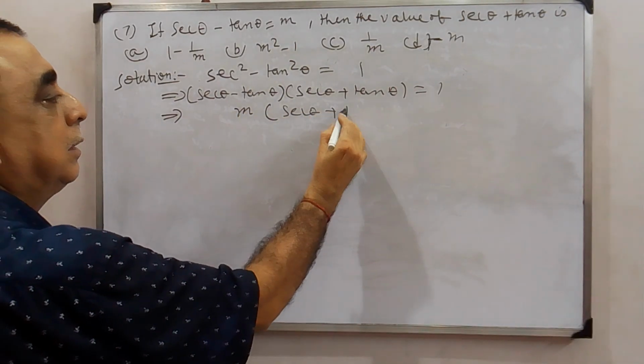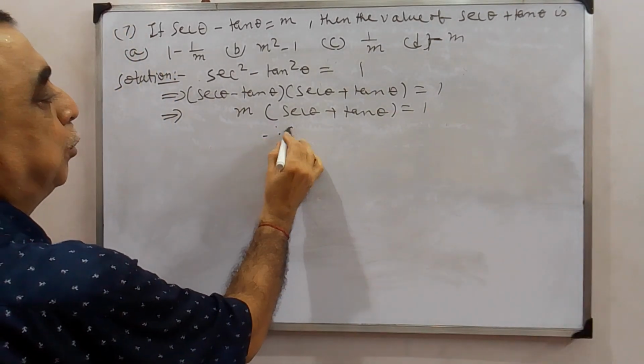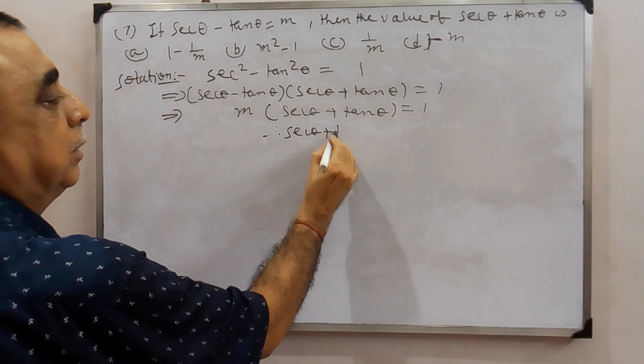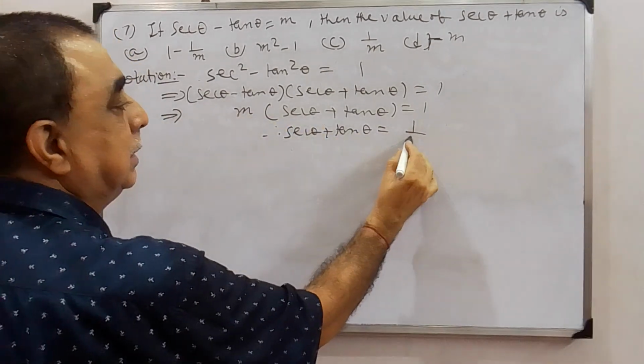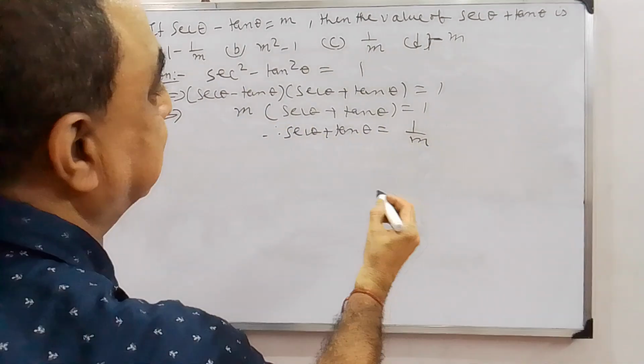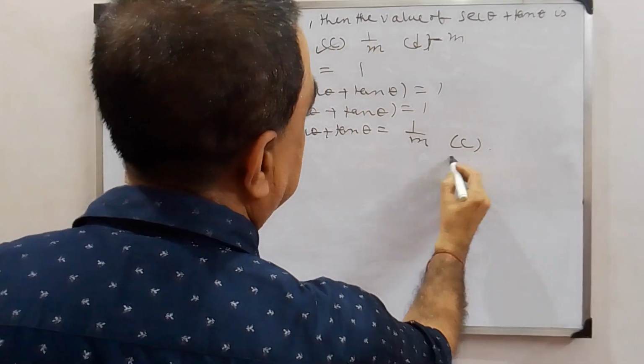This is sec theta plus tan theta equals 1. Therefore sec theta plus tan theta becomes equal to 1 by m. Here m is multiplied, so taking m to this side, it will be divided. So which one is correct? The answer C is correct.